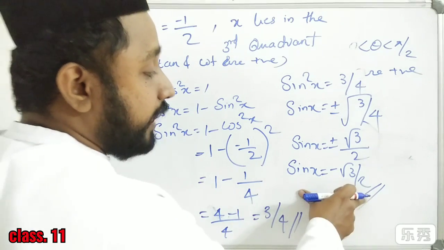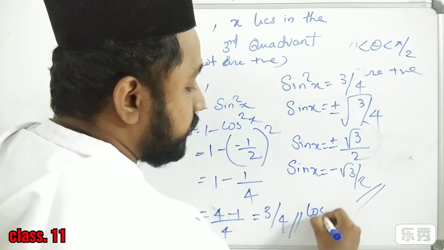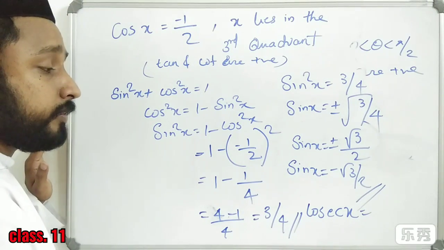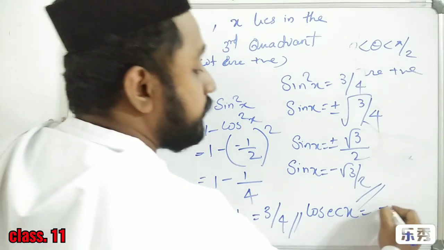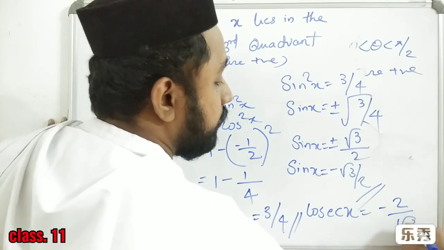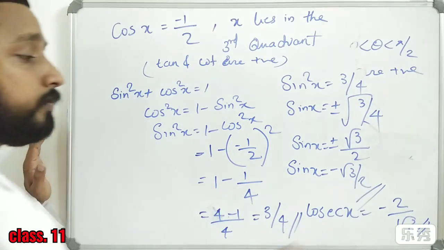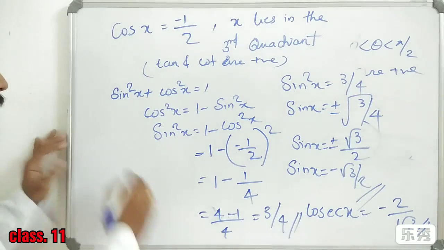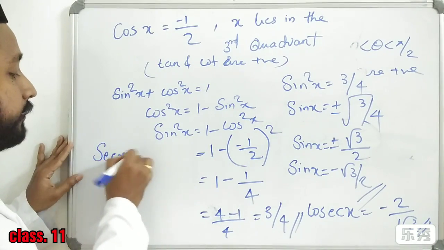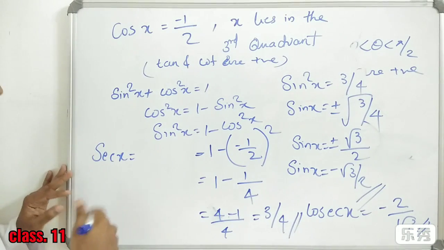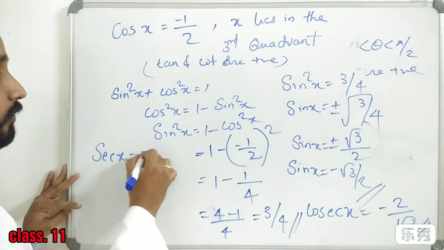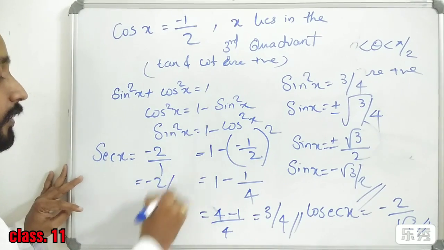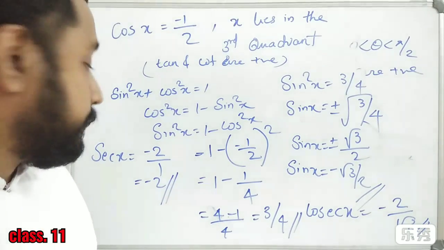Next, we have sin x. What about cosec x? Cosec x is the reciprocal of sin x. So cosec x is equal to minus 2 by root 3, since the reciprocal of root 3 by 2 is 2 by root 3. Here cos x is equal to minus 1 by 2. Therefore sec x is the reciprocal of cos x, which means 2 by minus 1, that is minus 2 by 1, which is equal to minus 2. Sec x is equal to minus 2.